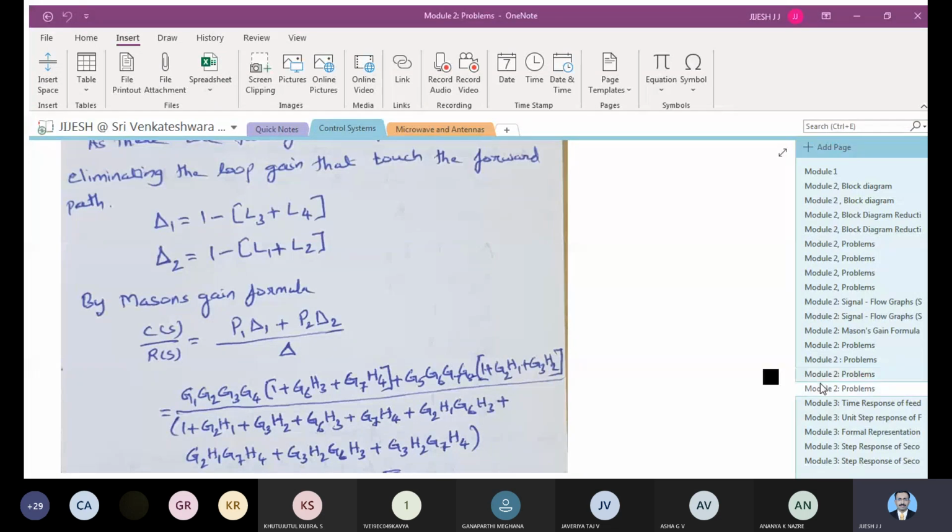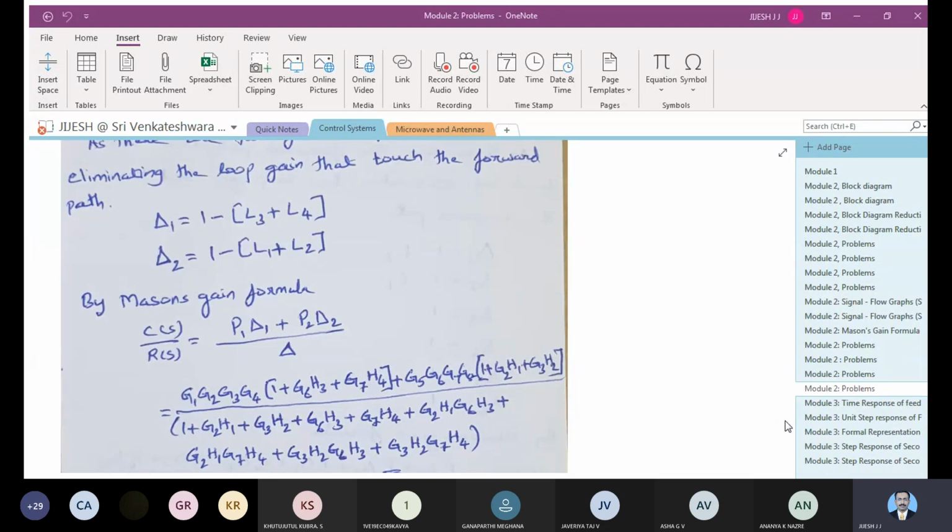And then further, there are no other non-touching loops, and putting in the delta equation, you found delta 1 and delta 2, and simplified with Mason's gain formula. This is all about module 2, and we have discussed all these things in much detail.